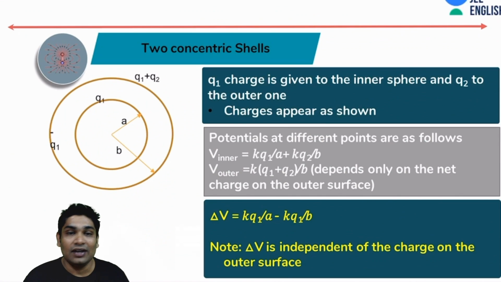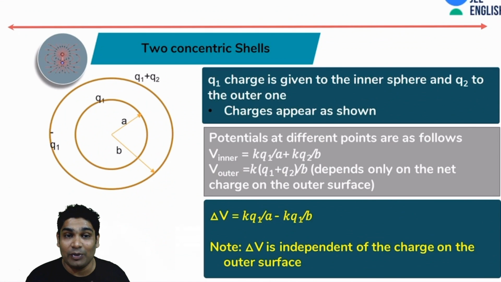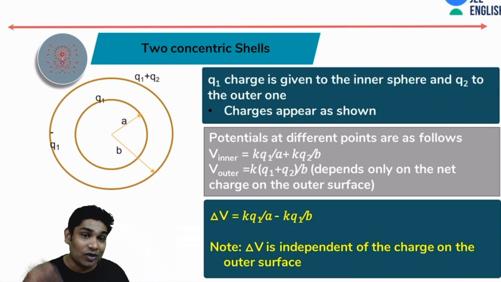How about the outer shell? The outer shell will have a potential of k(Q1 plus Q2) upon B. Now you can notice that this potential depends only on the net charge that is on the outer surface. Inner charges are not mattering. You will have to remember that. That will be very helpful. Also, you will see that delta V is kQ1 over A minus kQ1 over B, and you will realize that the delta V between the two spheres is independent of the charge on the outer surface.